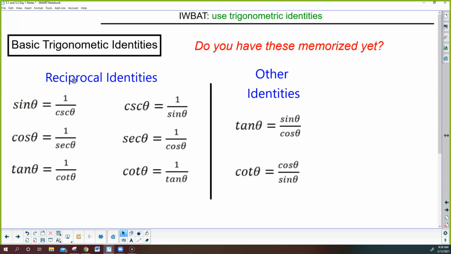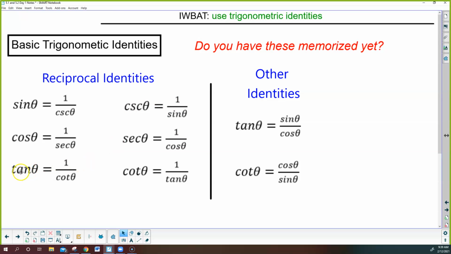Our big goal today is going to be to try to turn everything into sines and cosines. So what does that mean? If I have secant, I'm going to replace secant today with 1 over cosine. If I have cosecant, I'm going to replace it with 1 over sine.